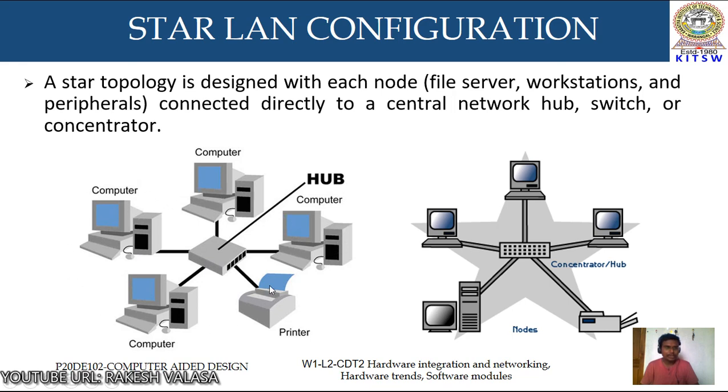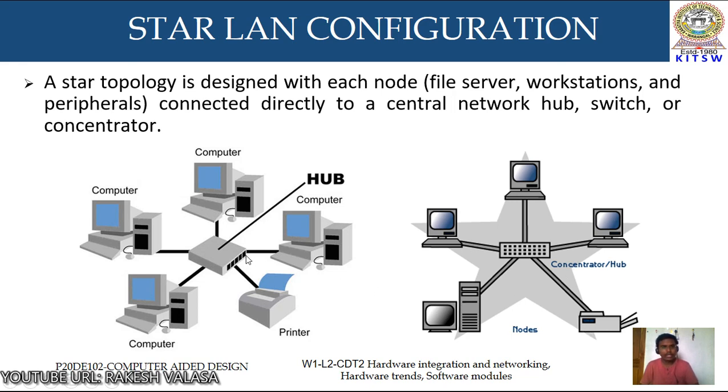These computers and printers are all connected to the central workstation. You can see the second figure. All these computers are connected. All computers, workstations, or printers are directly connected to the concentrator hub, and it looks like a star connection. It gives star connections.